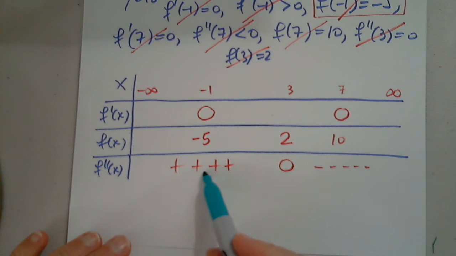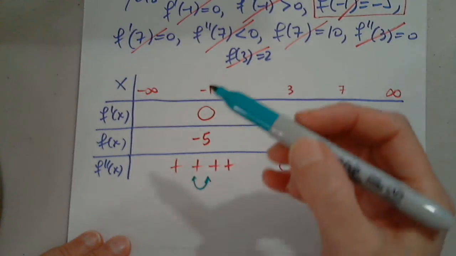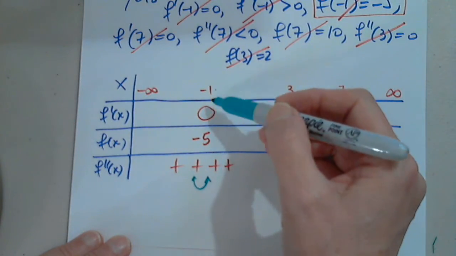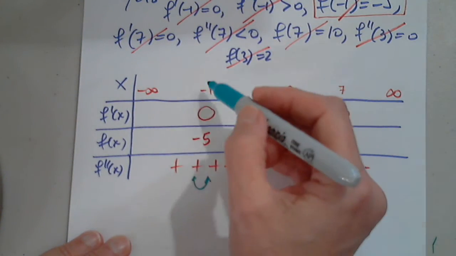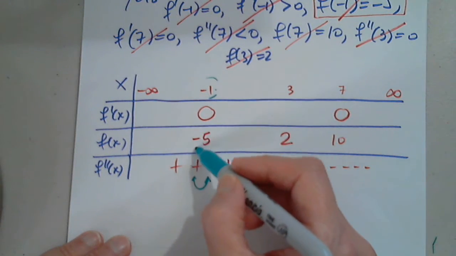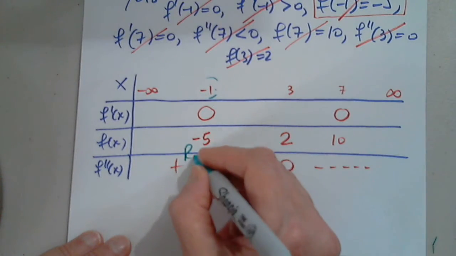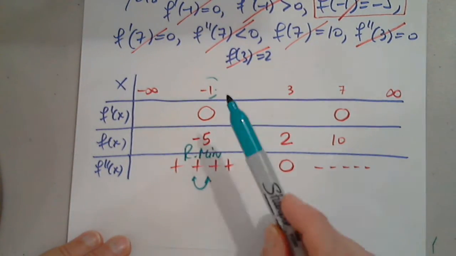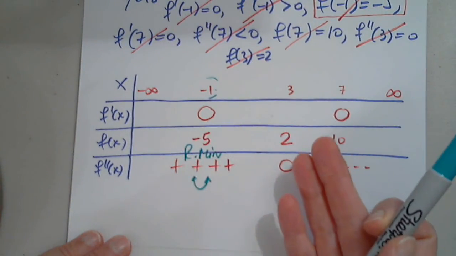So when the second derivative is positive, what can we say about the function? Concave up. What does it mean then that negative 1 comma negative 5, when the function is concave up and the derivative is 0? What type of point is negative 1 comma negative 5? A relative minimum. Excellent. So we established that negative 1, negative 5 must be a relative minimum. Awesome. That's all this is saying to us.